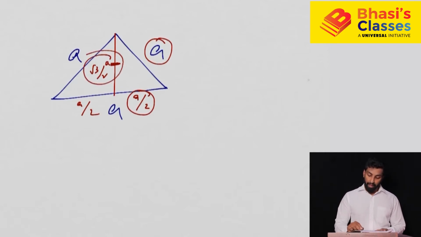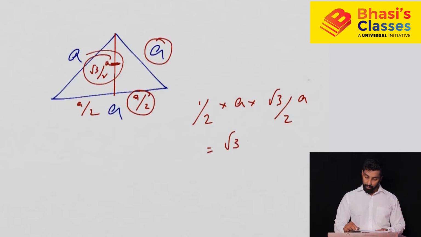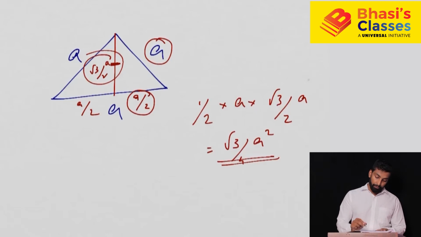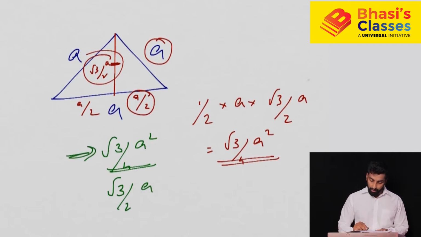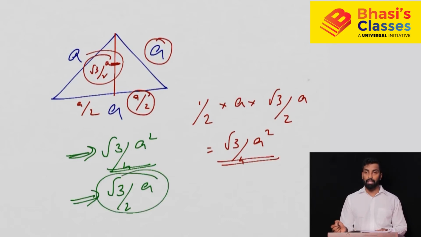Then what is the area? Half into base a into √3/2 a. So this will be √3/4 a². So what is the area of an equilateral triangle if one side is given? √3/4 a². If one side is given, what is the height? √3/2 a. Okay, so you can get questions based on area also, and you can get questions on the height also. So if one side is given, height is √3/2 a, and area is √3/4 a².